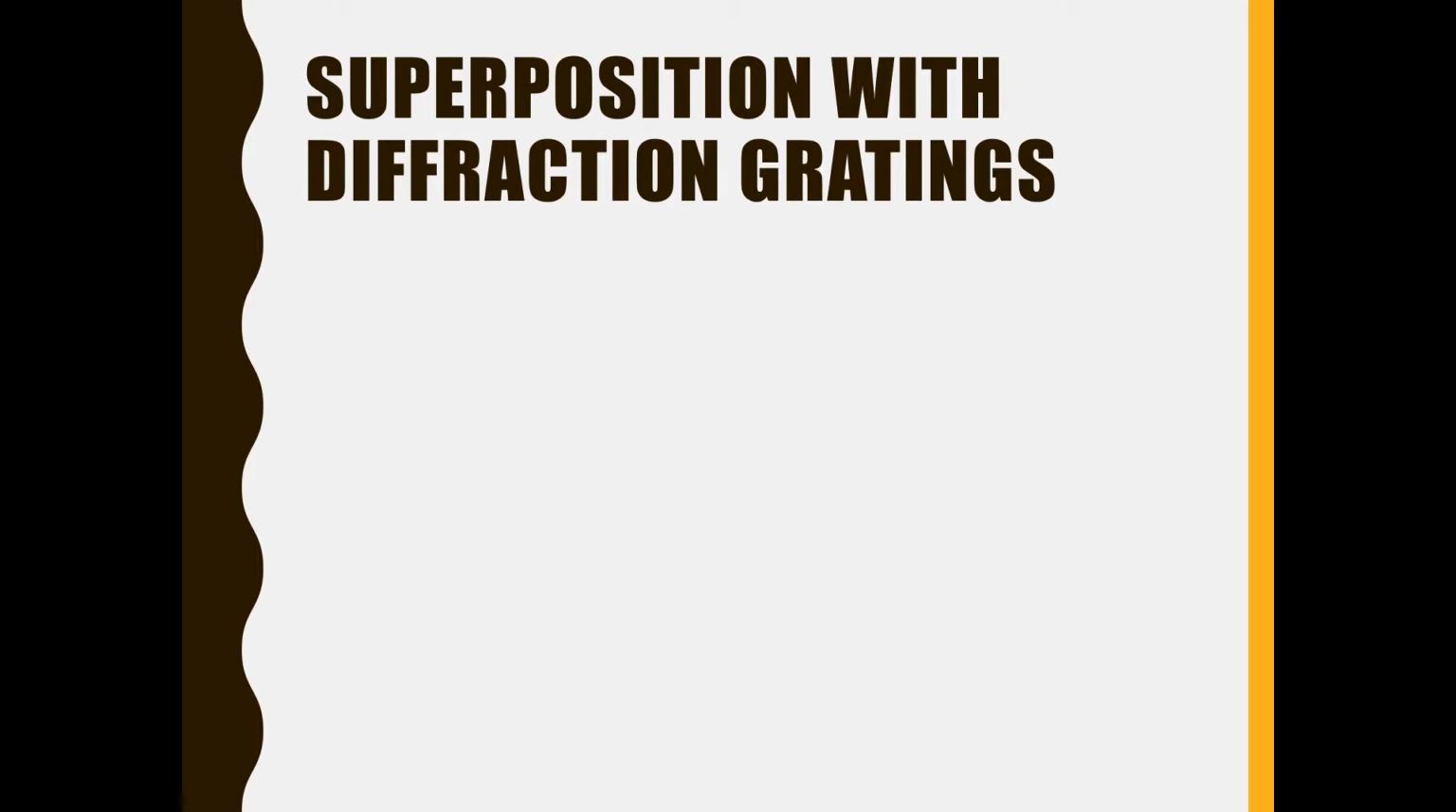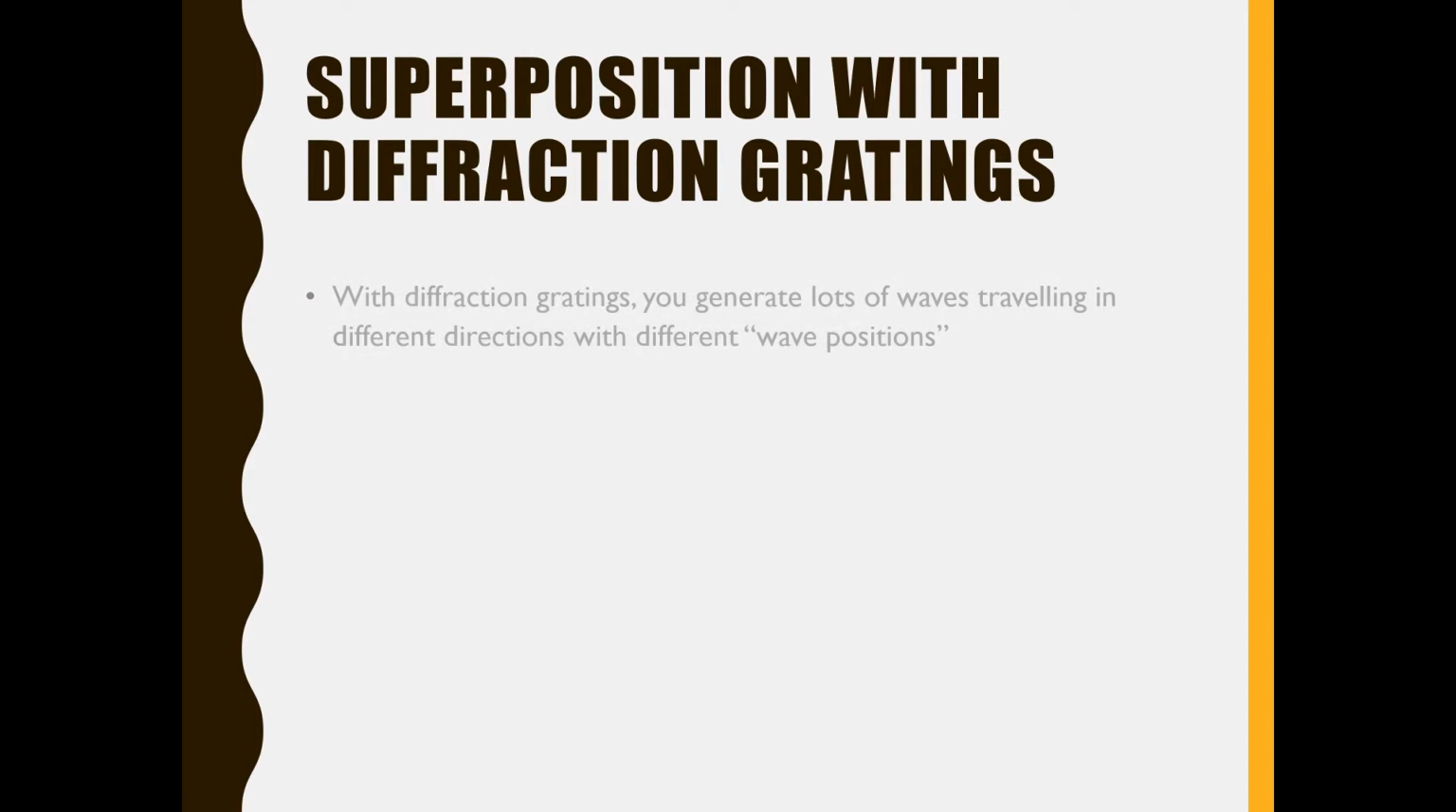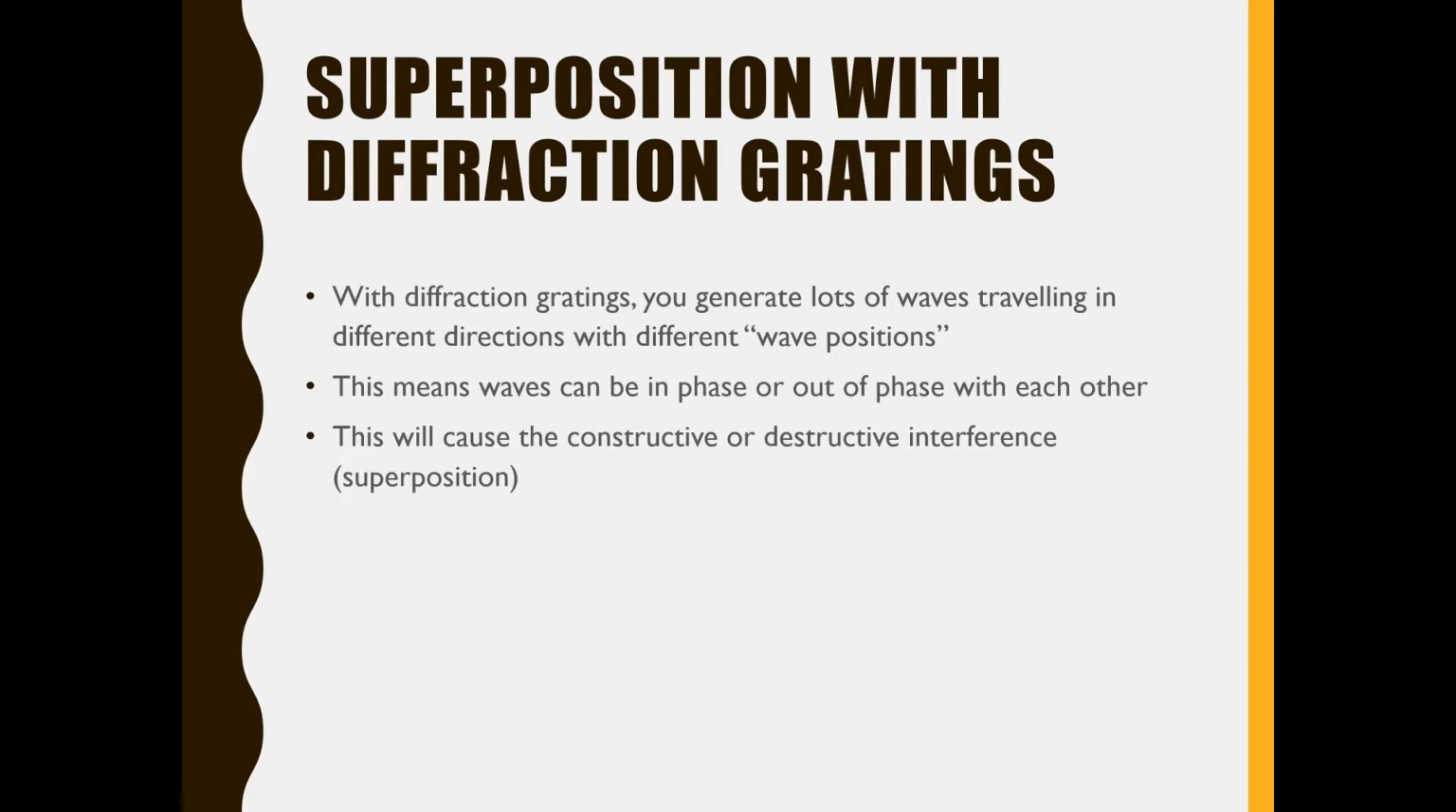Now, we've been talking about superposition of two waves at a time, and it's quite easy to think of it like that, and you can draw graphs to show and represent what you would expect. But if you use something called a diffraction grating, which is essentially lots of slits that will cause lots of diffraction, you will get very interesting interference patterns. And remember, if the interference is constructive or destructive, you'll get different results. So an increase in amplitude or a decrease in amplitude.